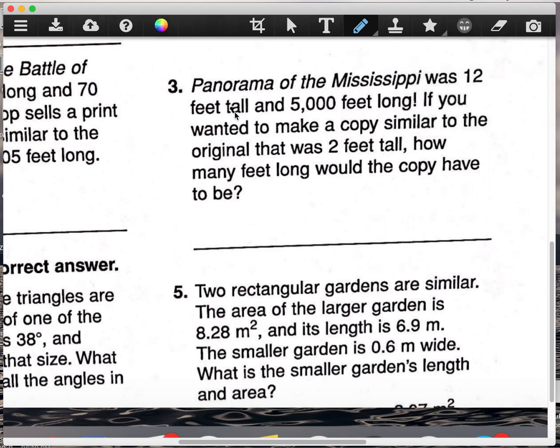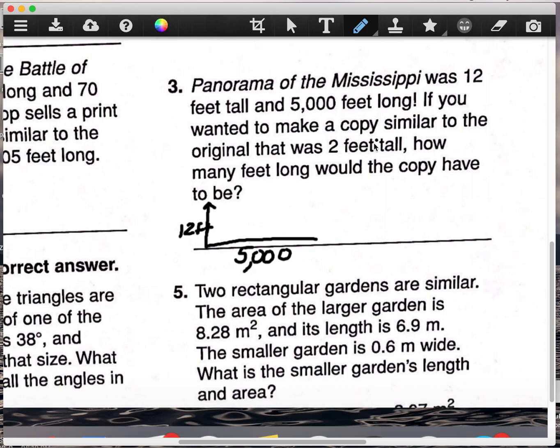All right, so the panorama, which is like a visual thing you walk through, of the Mississippi was 12 feet tall. So we're just going to draw the height. Then we'll say 12 feet tall, and it was 5,000 feet long. So the height and the length.